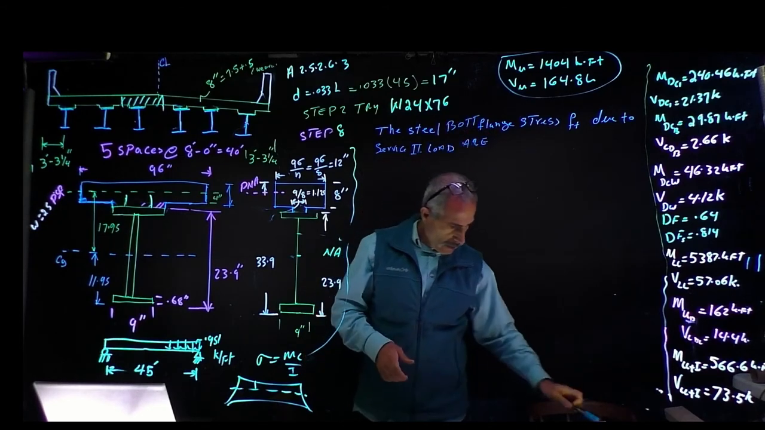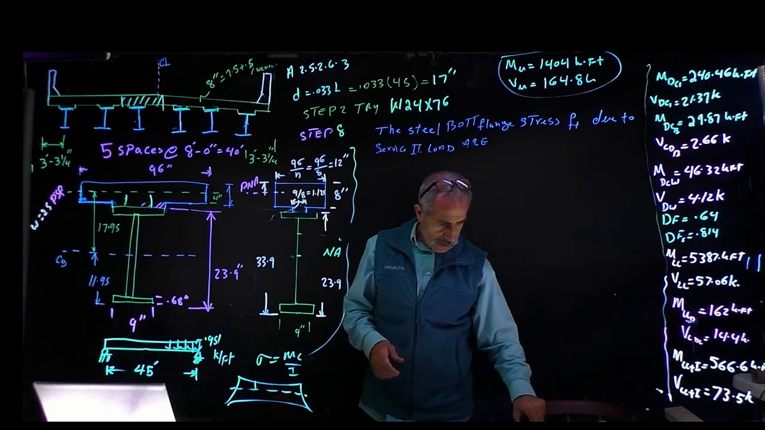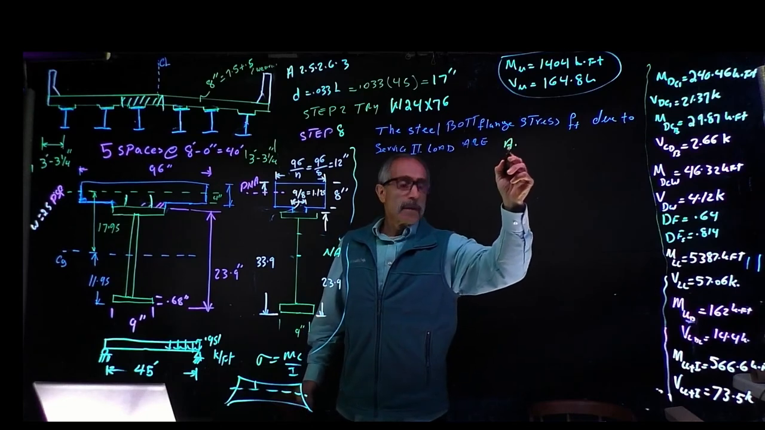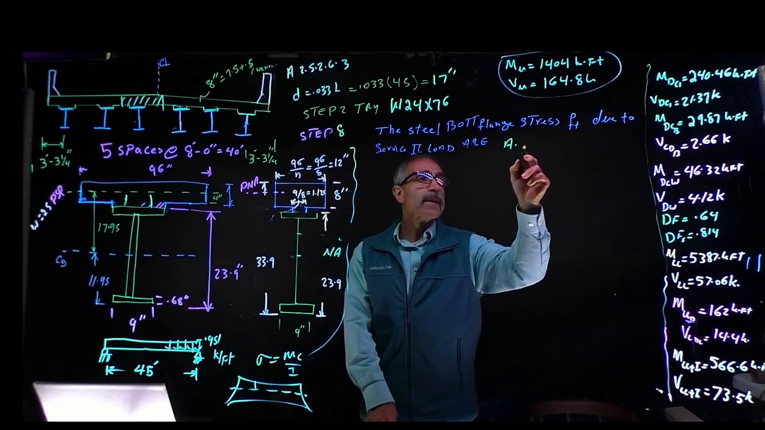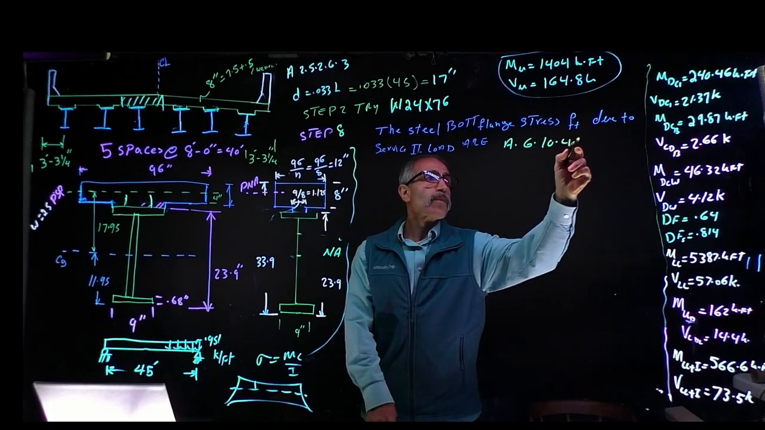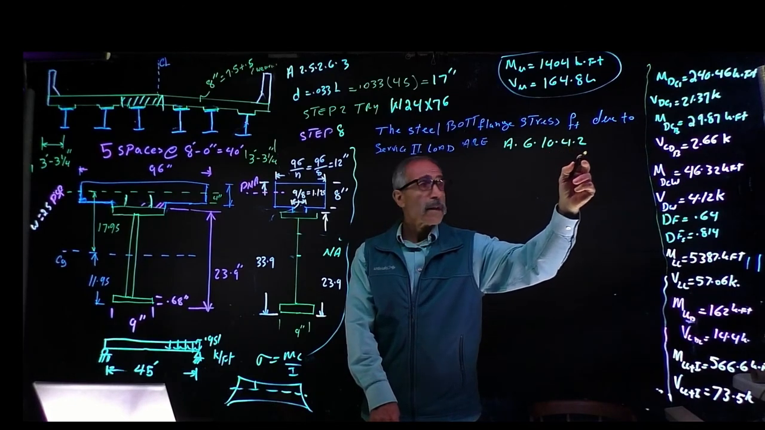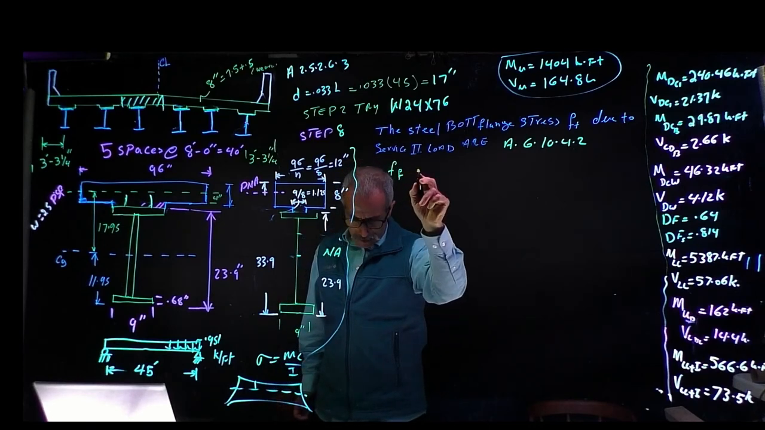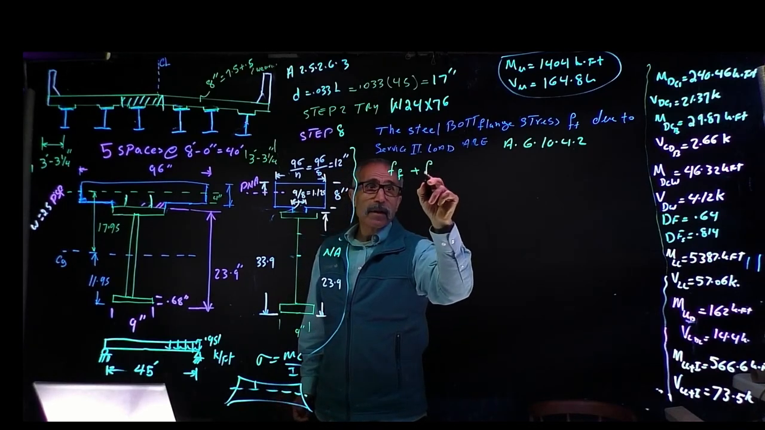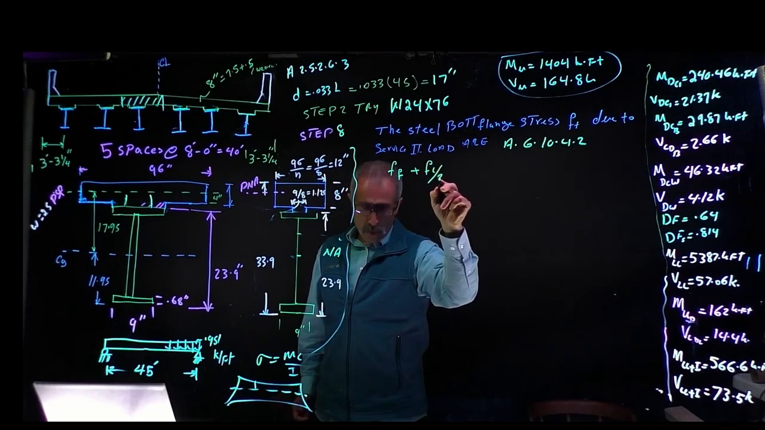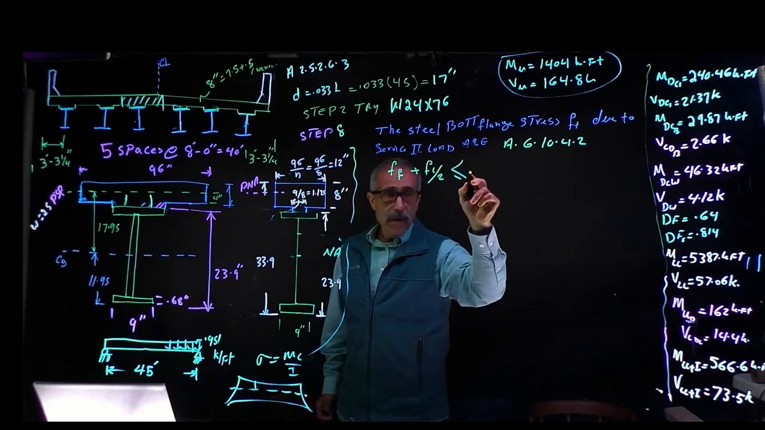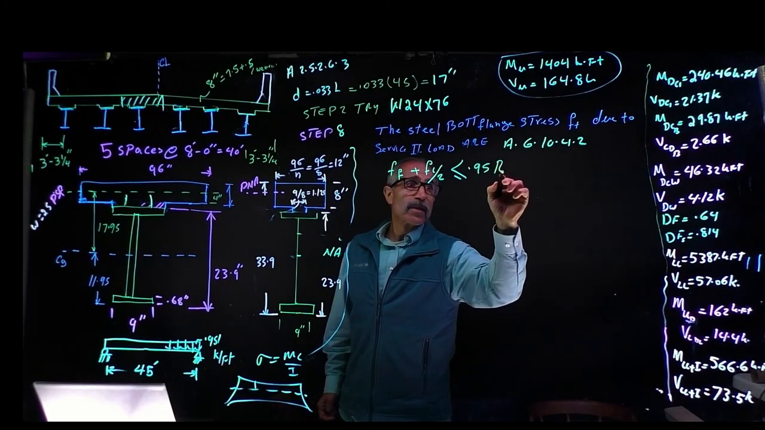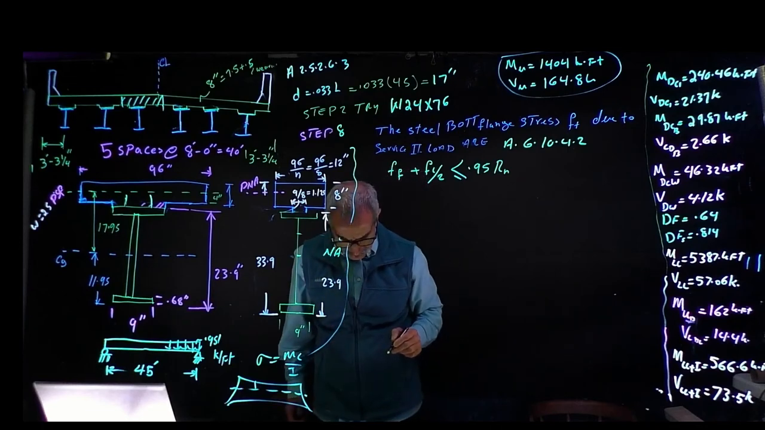And continue with that. The AASHTO section 610.4.2 tells us that FF should be less than or equal to 0.95 times RH times FY, where FF is the factored load stress (with FL/2 included).